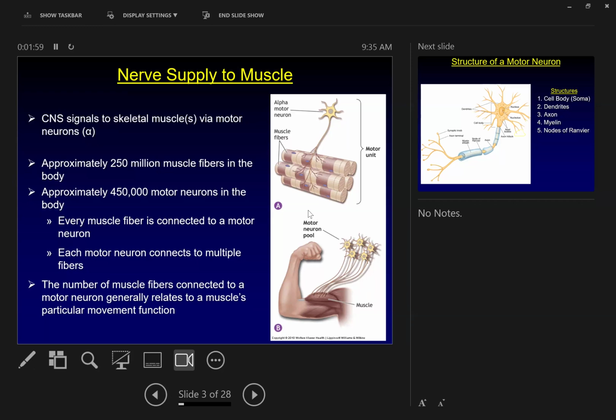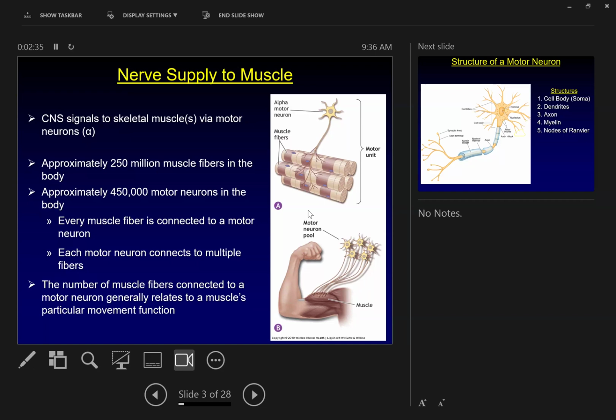We have about 250 million, give or take, fibers in the body. You have somewhere between 400,000 and 500,000 motor neurons in your body. Every fiber connects to one motor neuron. Every motor neuron connects to many fibers. This is the convention that we have: the one motor neuron and all the fibers that it connects to, that's called a motor unit.